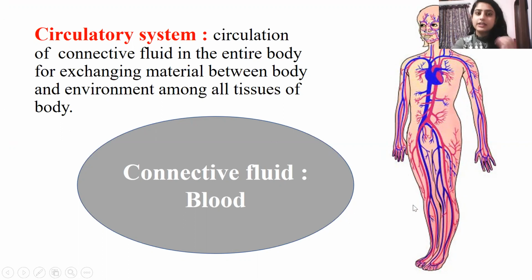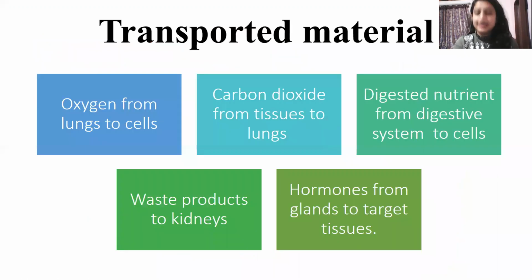Now, the second question that comes to our mind is why? What is the need of this circulation? To answer that, there are certain materials in your body, students, which need to be transported from one place to another. For example, we have waste products that need to go to the kidney for excretion. When glands produce hormones, we need to transfer them to their target tissues. Then there are important gases and nutrients which need to be distributed to each and every cell of the body. So for all these materials to go from one place to another, we needed a transportation system.